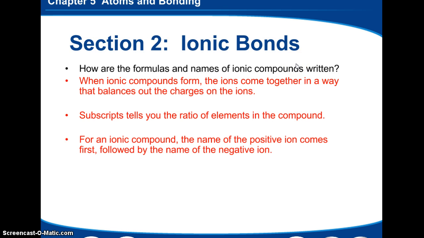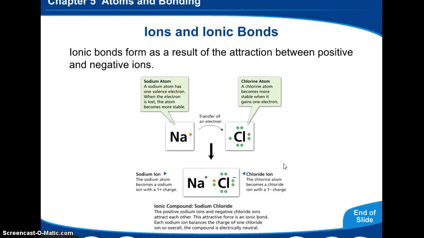So how are the formulas and the names written? When an ionic compound forms, the ions come together so that it balances out the charges. The subscript tells you the ratio of elements in the compound. And for an ionic compound, the name of the positive ion comes first, and the negative ion is second. The positive ion is always the metal. The negative ion would be the nonmetal. So the ionic bonds result as an attraction between the positive and negative ion. Think of sodium and chlorine. Here's your metal, here's your nonmetal.